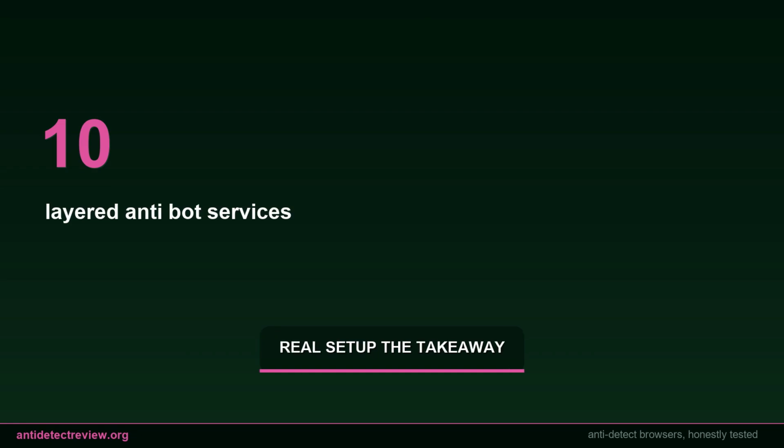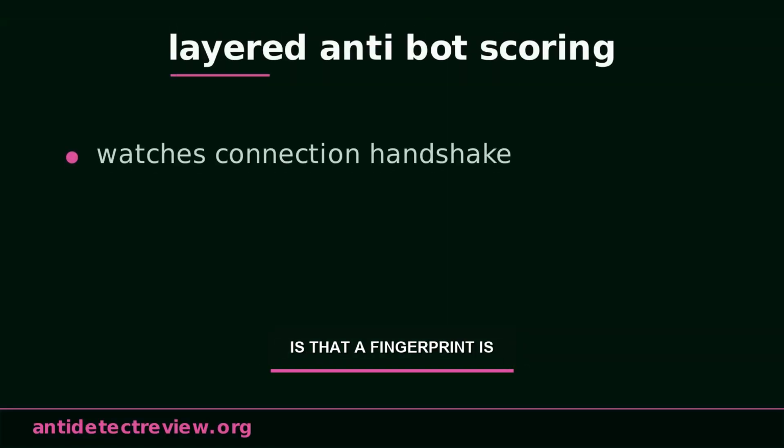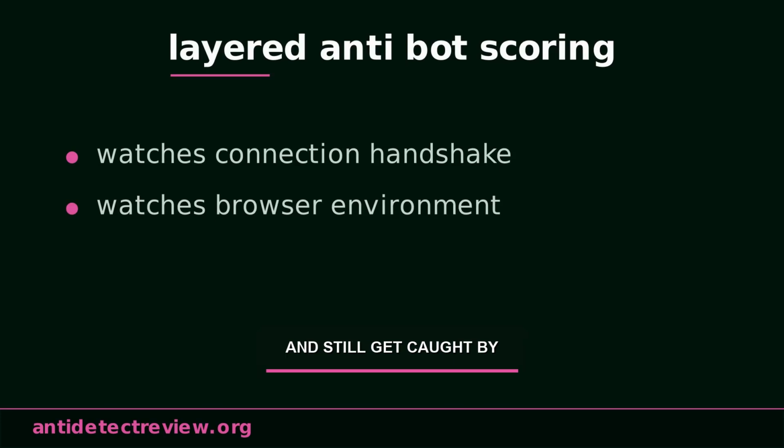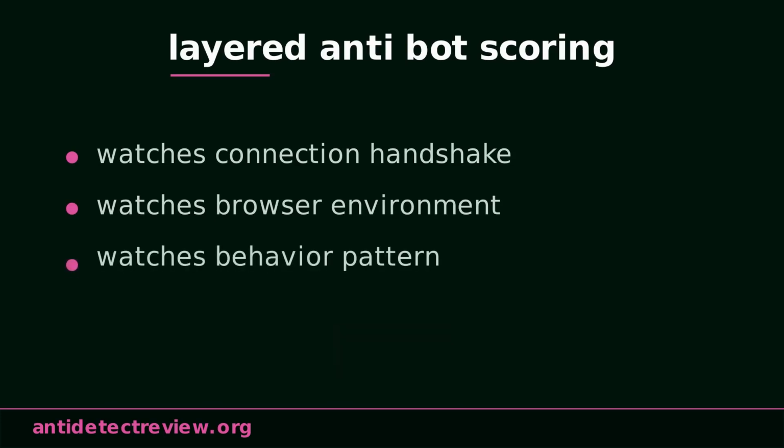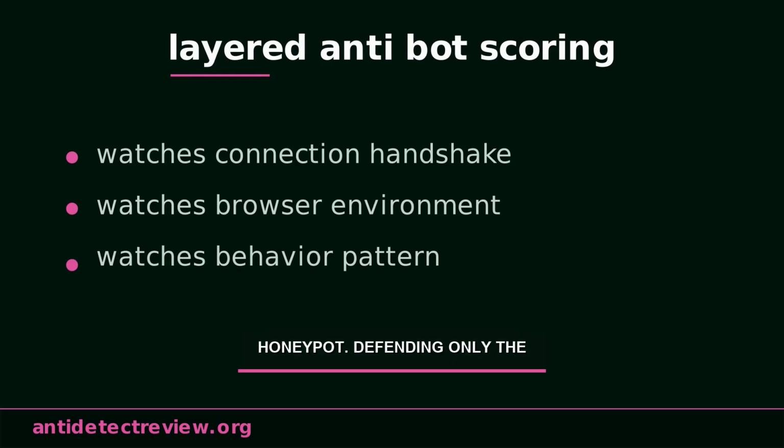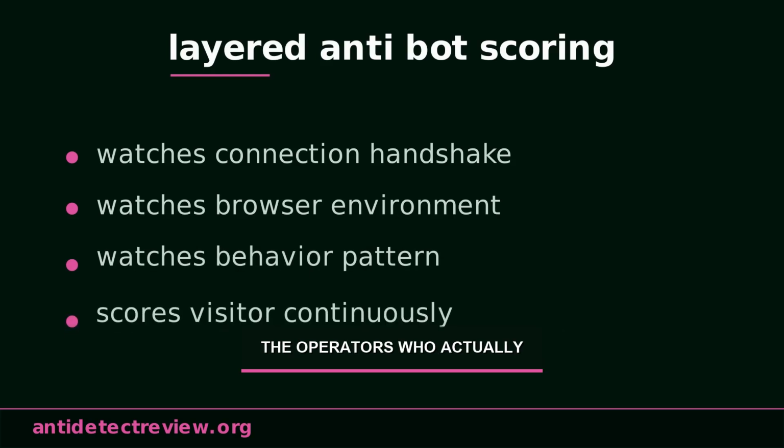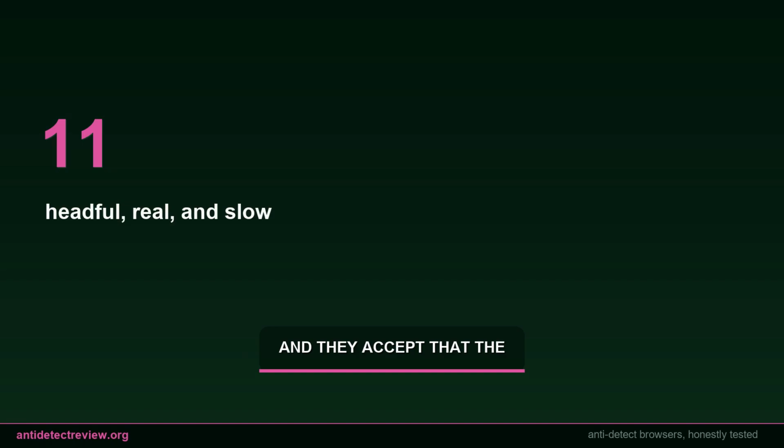The takeaway is that a fingerprint is necessary, but nowhere near sufficient. You can have a flawless canvas and a clean proxy and still get caught by the automation flag, a framework artifact, an inhuman rhythm, or a honeypot. Defending only the fingerprint is defending one wall. The operators who actually last think about all the layers at once, and they accept that the goal is consistency and ordinariness across every signal, not a magic setting that turns any of it off.